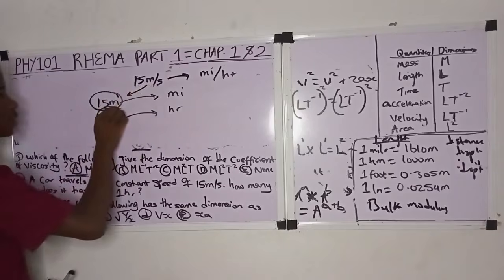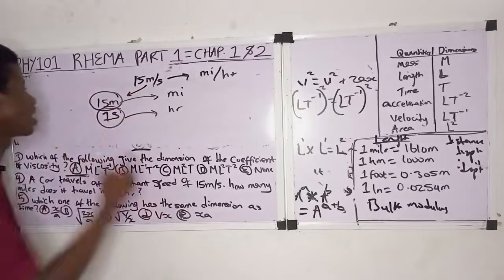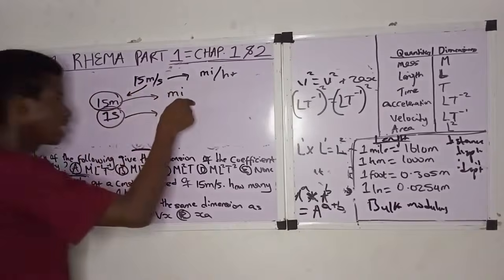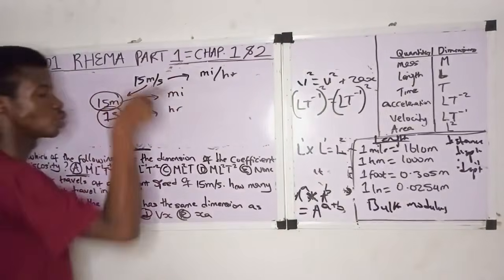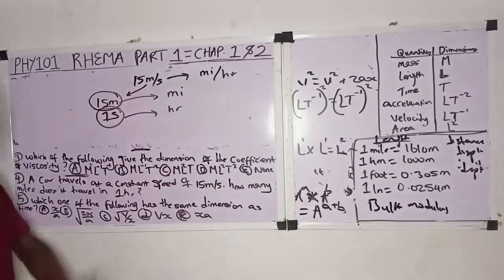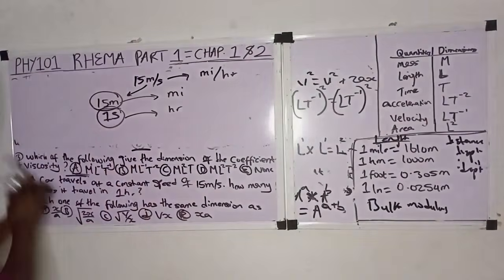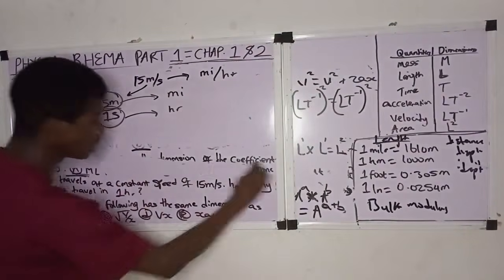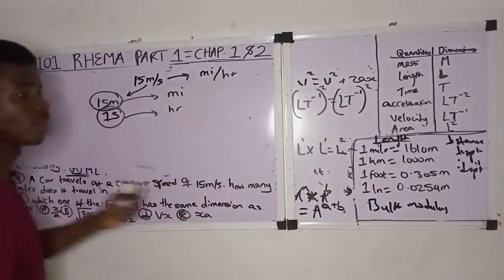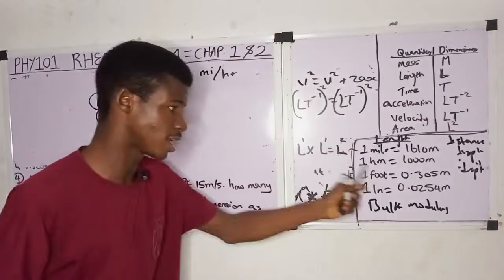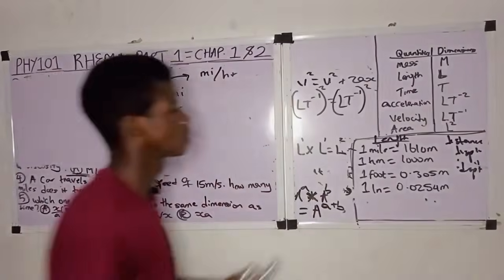So at first, break it down into this: 15 meter dividing 1 second, right? We convert this 15 meter to mile. Then we convert this 1 second to what? To hour, right? Now, how are we going to do that? It's very easy. Just go to this conversion factor. We all know, look at the conversion factor, okay?